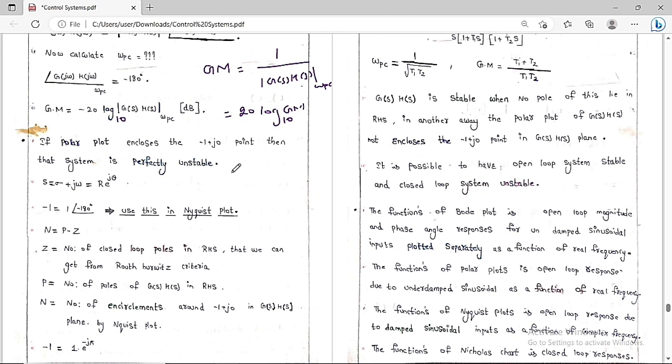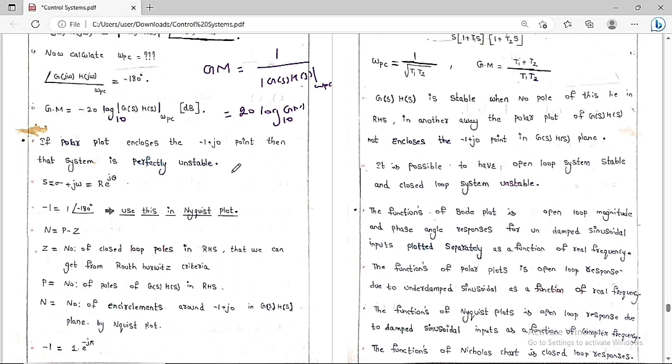So finally I can say, if the polar plot is not going to enclose the minus 1 plus j0 point, the system is said to be stable. If the polar plot is going to cross through minus 1 plus j0, the system is said to be marginally stable. If the polar plot is going to enclose the minus 1 plus j0, the system is said to be perfectly unstable.